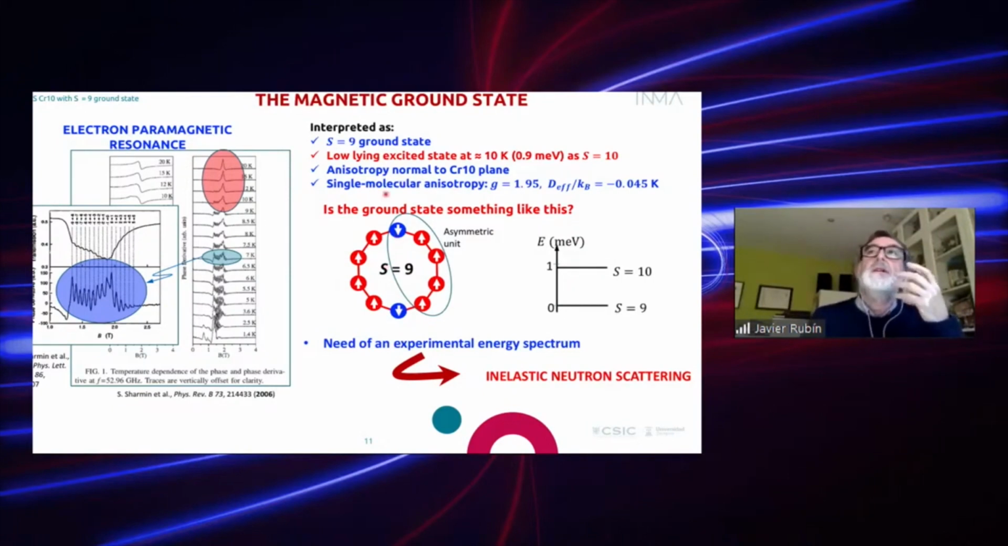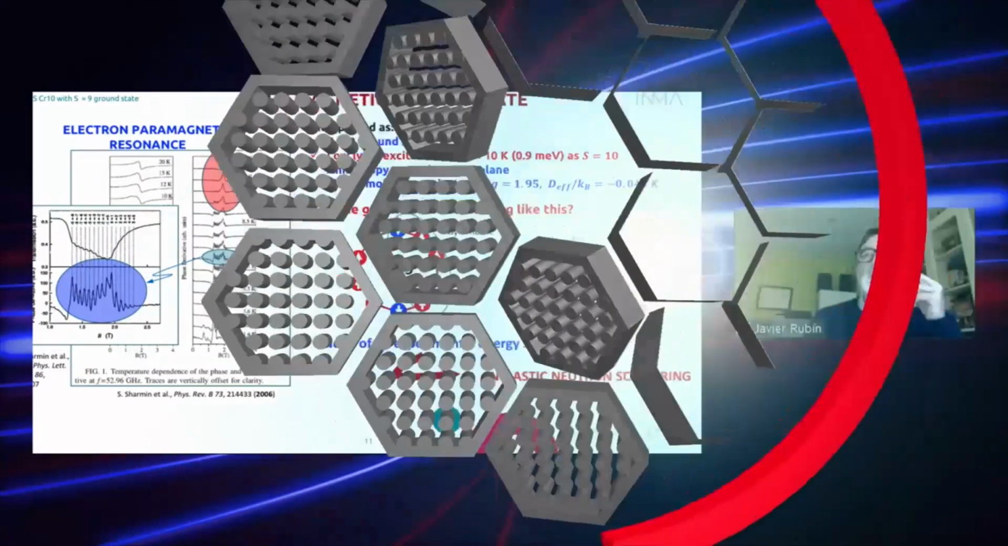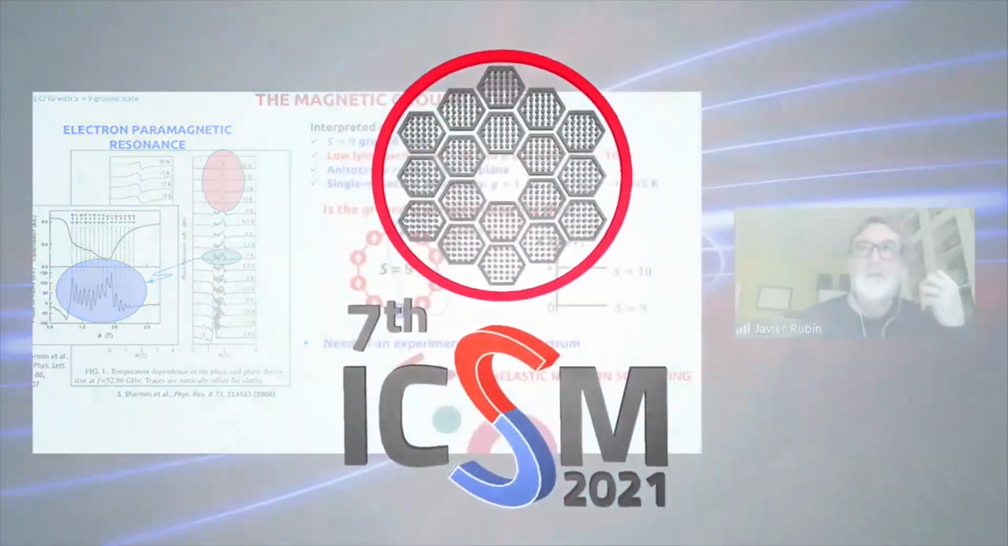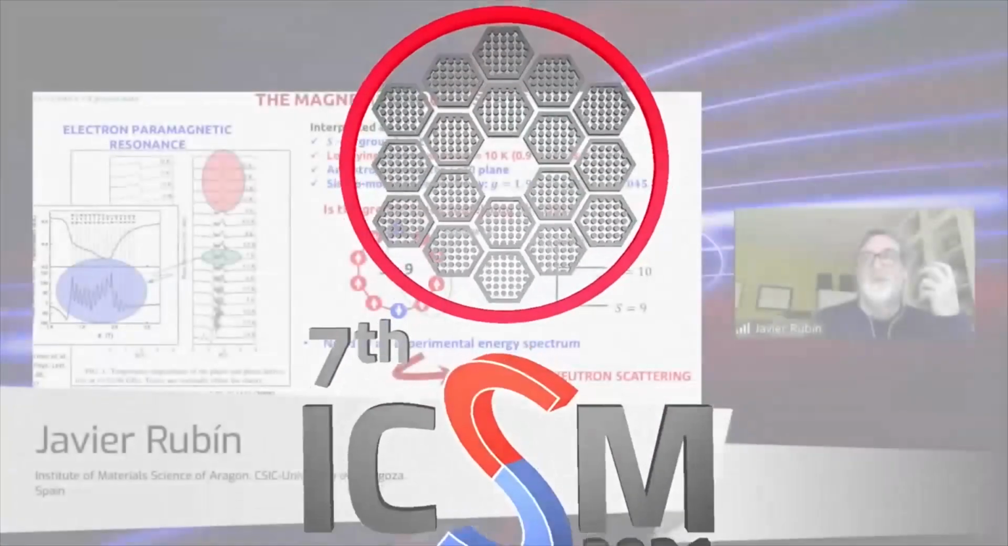And moreover, the single-molecule magnetic anisotropy was also compatible with a direction which is perpendicular to the ring plane. And the g factor and the value of this anisotropy parameter were determined from those experiments. So this was just a suggestion, and so we wanted to try to get more direct evidence of this scenario.